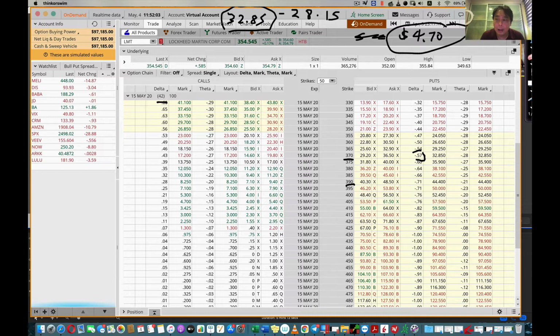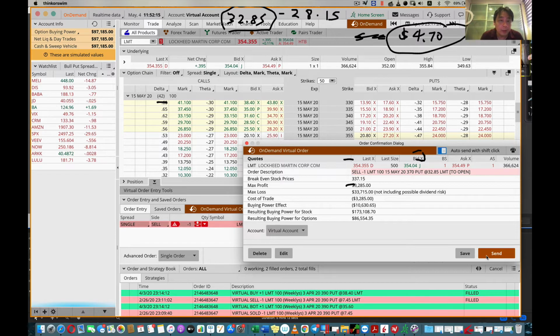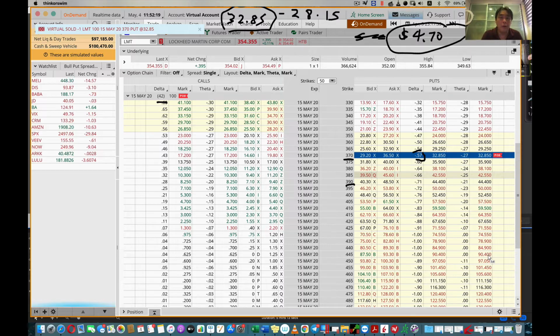Okay so far? Okay. So I'm going to sell this 370 right now at 32.85. So click on that. 32.85. And sell it. And this will expire 15 May, right? So send in. Sold. All right. I've sold this put and collected $32.85. So my cash is back to 100,000. But although my cash is back, you can see my net liquidation is still at a loss, obviously.